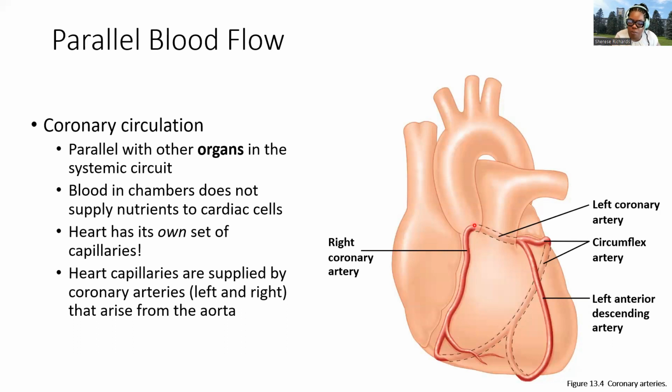So this is going to be one of those parallel options in the systemic circuit to supply the heart itself, right? It would be intuitive to think that the heart takes oxygen from the blood that's in the chambers, and that is not the case. There's no diffusion happening internally within the heart chambers. Instead, that diffusion happens across the capillary beds on the surface of the heart itself. These are called the coronary capillaries or the coronary circulation.